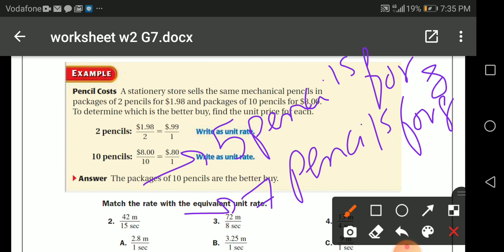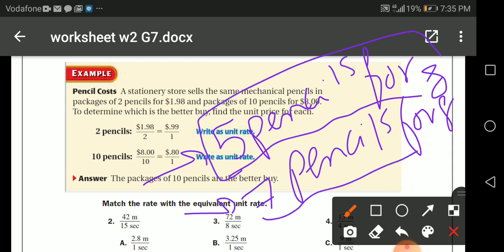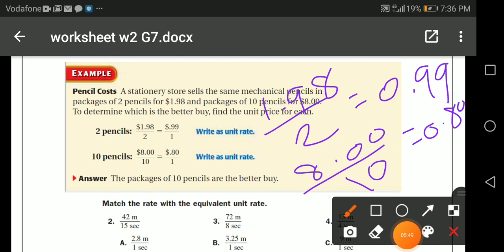So, what do you think here? Five pencils for $8 or seven pencils for $8? Of course, five pencils for $8 will be better, as the pencil cost in the first one will be cheaper than the second one. So here the stationery store sells the same kind of pencils.